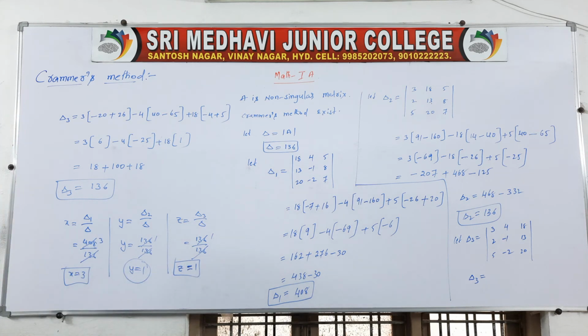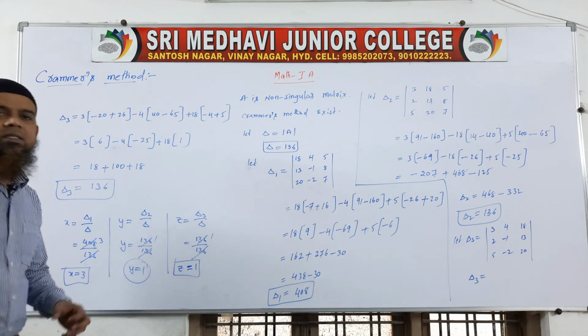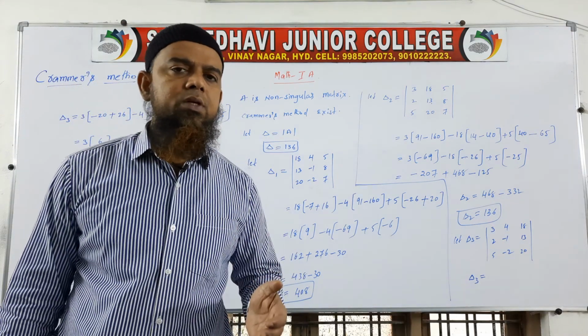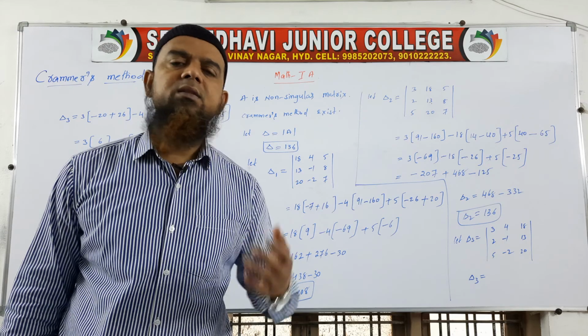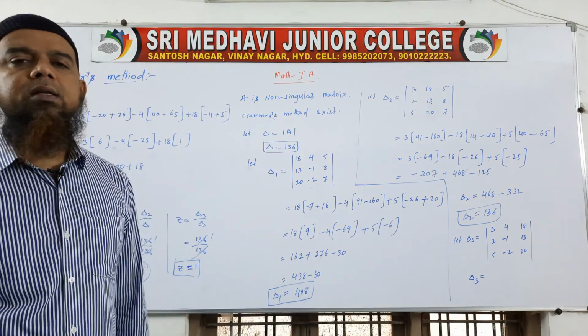Now our answer is correct or not? How to check this one? Very simple. X is equal to 3, y is equal to 1, z is equal to 1. We are selecting any one of the simple equations among 3. In that you substitute in place of x, y, z, those same values, then you will get LHS is equal to RHS, then only our answer is correct.